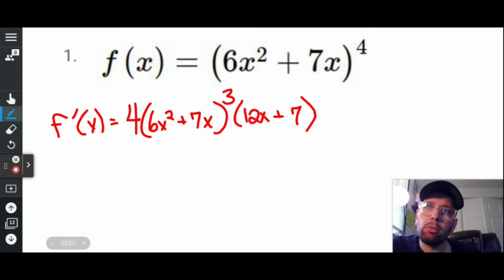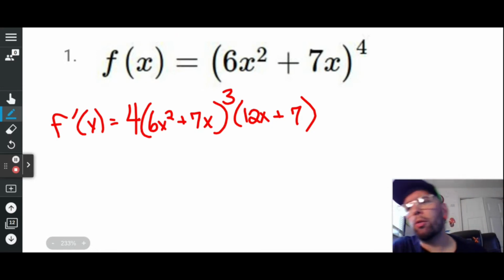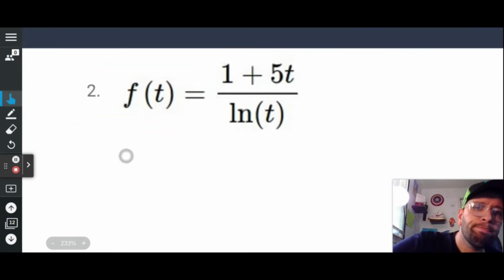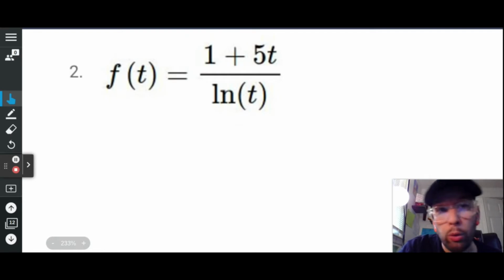Neat. So chain rule is actually not that bad. Those of you who whined about chain rule, stop it. Quotient rule. I don't like quotient rule, but hey, we're going to get through it anyway.